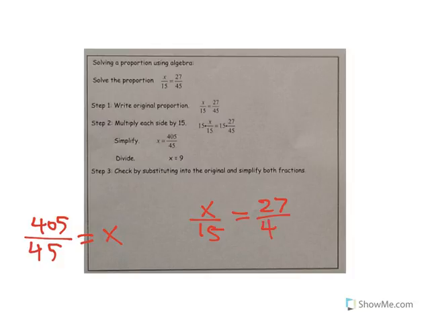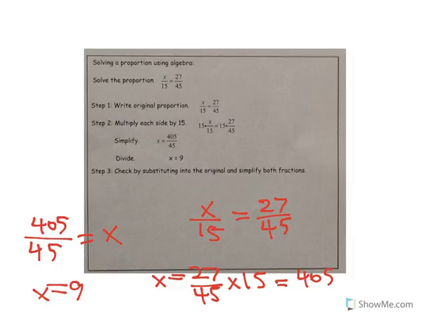So what I'm doing here is getting rid of the 15. I'm isolating the variable by multiplying by the 15. So then it's just going to be x is equal to 27 over 45 times 15. And when I do that math, I'm going to end up with the same answer, which is x is going to be equal to 9, because I'm going to end up with 405 over 45.